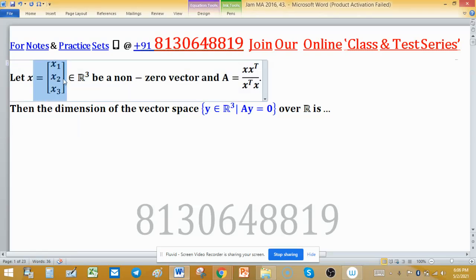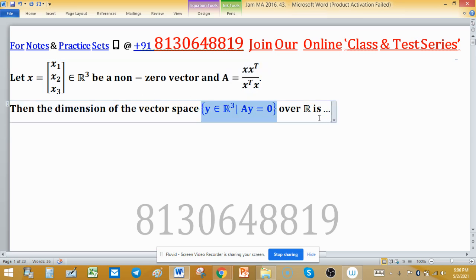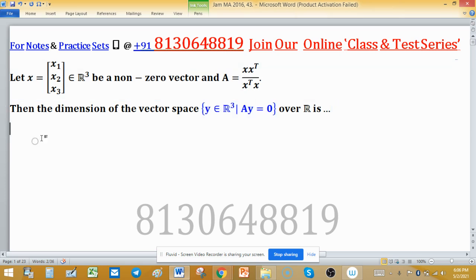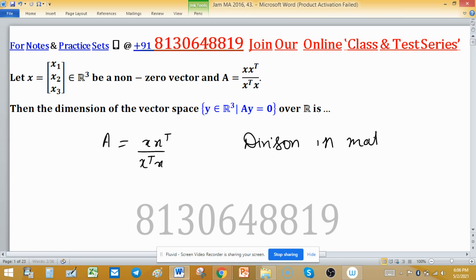Let x, a column vector belonging to R cube, be a non-zero vector, and let A equal x transpose divided by x transpose x. Then the dimension of the vector space is? First, you may get confused as matrix A is defined as x transpose upon x transpose x, because division in matrix is not defined.